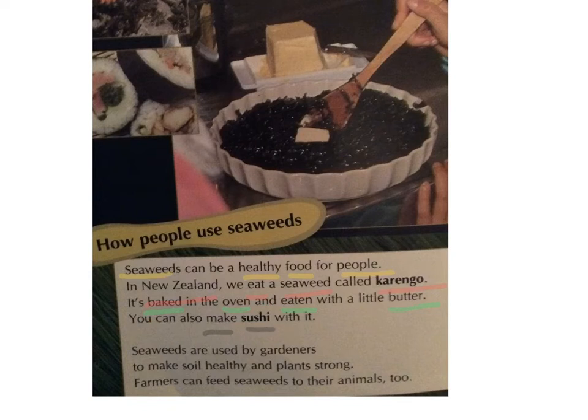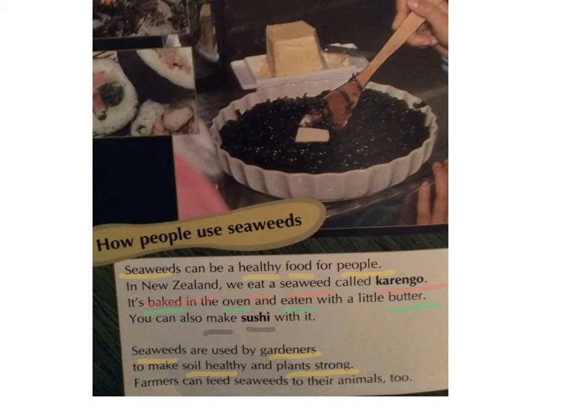The next sentence says, seaweeds are used by gardeners to make soil healthy and plants strong. What do you think the key words would be in that sentence? Definitely seaweeds, gardeners, soil, healthy, plants, strong are the important words in that sentence.